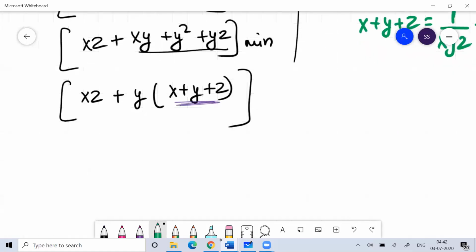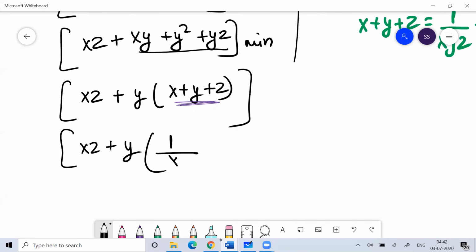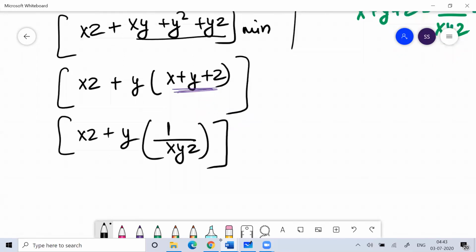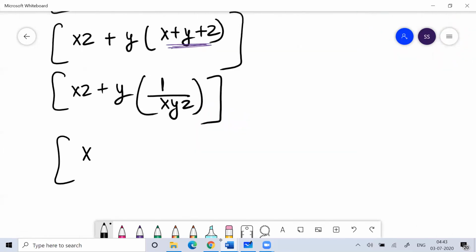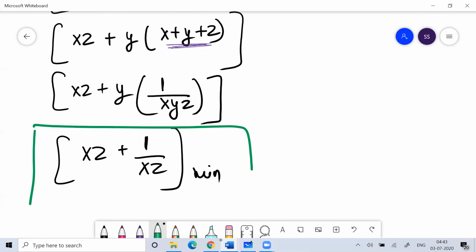So what I can do, I can write it here: xz plus y times 1 by xyz, which equals 1 by xyz. So ultimately, I got xz plus 1 by xz. I have to find the minimum value of this. So ultimately, I have to find the minimum value of xz plus 1 by xz.